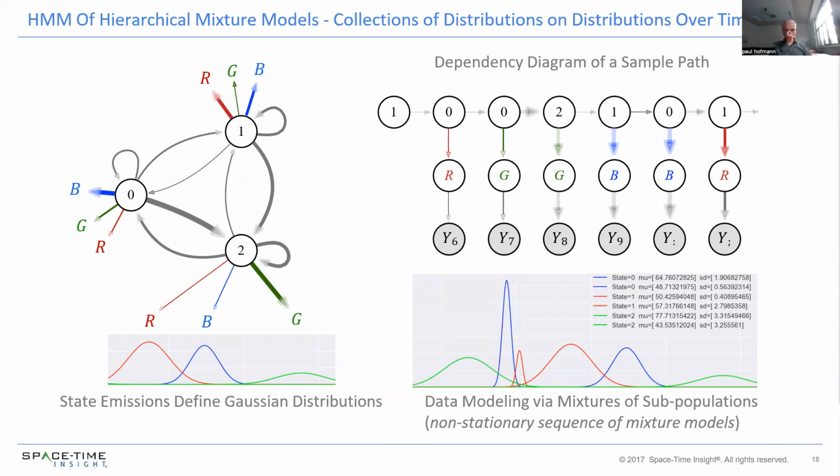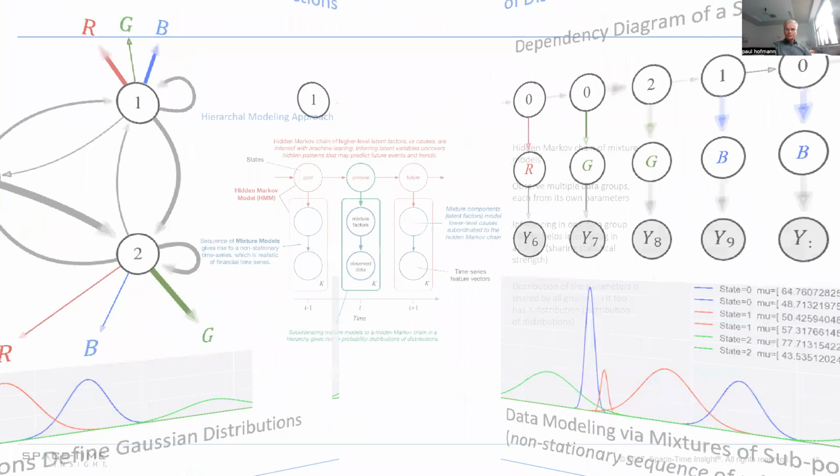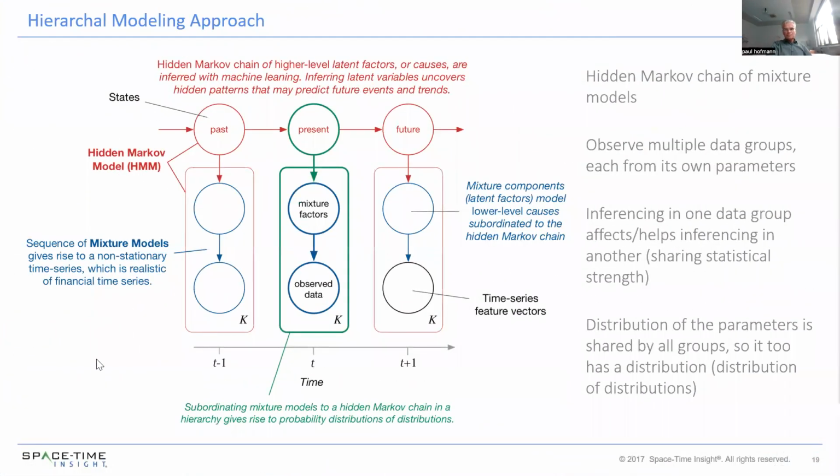If you just do this with Gaussians, you don't get anything. Nothing in the world is really Gaussian. Very few things are Gaussian. So this is a little bit what it is. You have your states, you have a present, the past, and the future. It's the Markov model. You don't see the states, you observe data, and the states are modeled by mixtures.